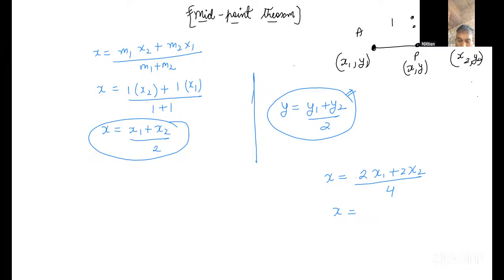How? If m1 is 2 and m2 is 2, I just write 2 and 2. If I take out 2 as common, it becomes x1 plus x2 by 4. This and this will cancel, so it becomes the same formula. So if the same number is there, like 4 is to 4, then also you can apply the midpoint theorem formula. If 9 is to 9 is there, still you can use the same midpoint formula. So we use the midpoint theorem if m1 and m2 are the same numbers. Correct. Quickly write it down.